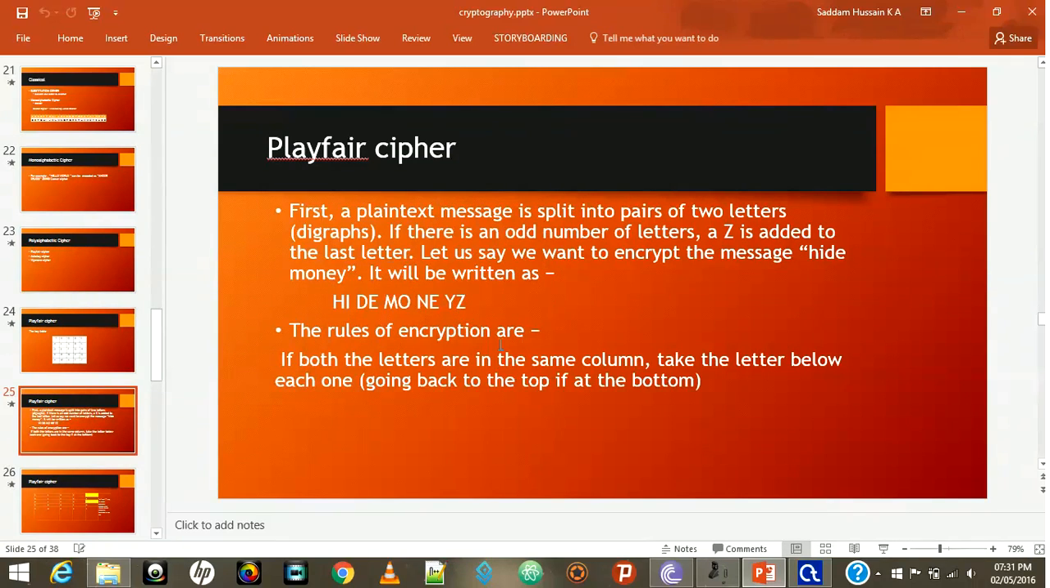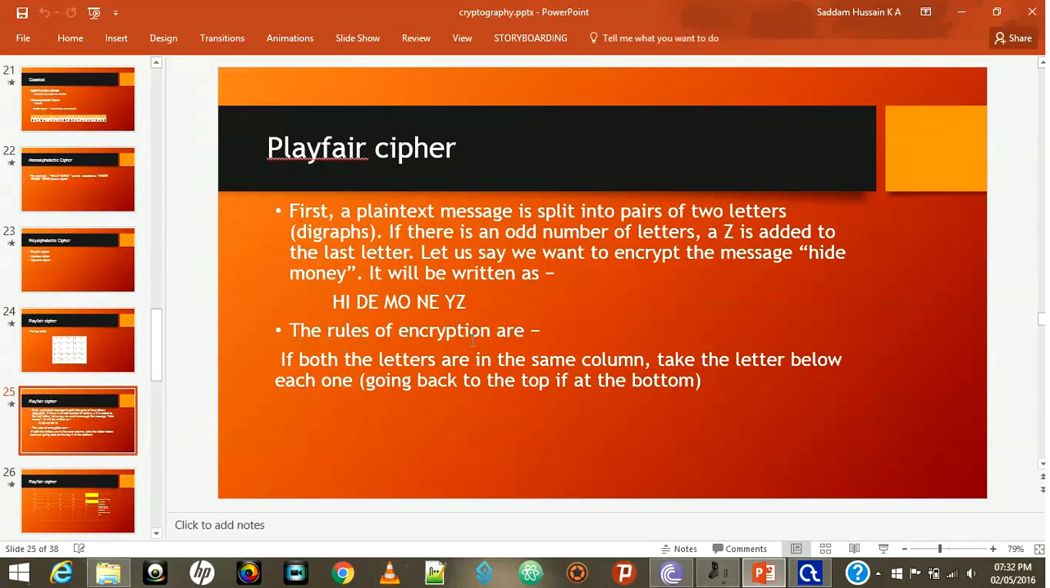In the Playfair cipher we divide the given plain text into two letters, that is this. If an odd number of letters are there, then we add a dummy letter Z or X. This is the rule. One more thing is, if suppose M and M are there, then we add the dummy letter X or Z next to M, and then continue.